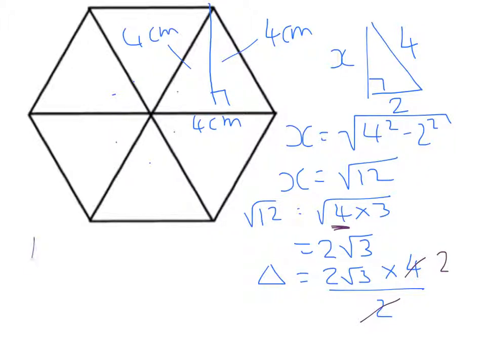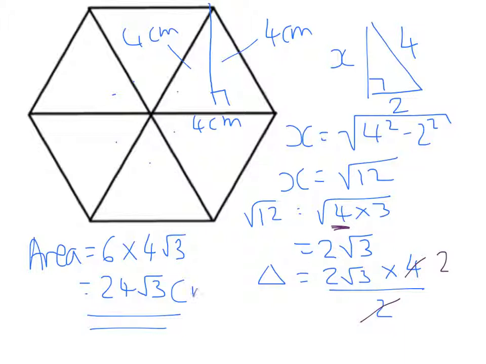So if one triangle is 4 root 3, my total area must be 6 of them. So it's 6 times 4 root 3, also known as 24 root 3. Done.